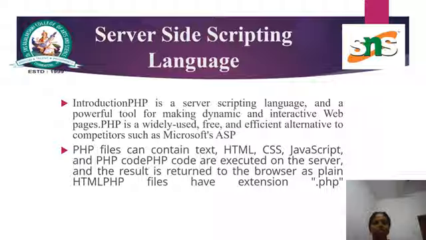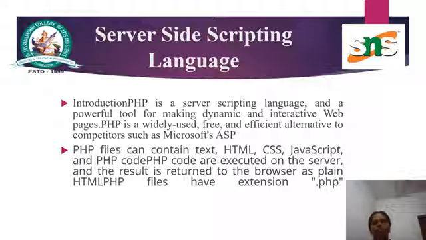So here, a PHP code we can run on the server side and the client side also. For example, PHP files can contain text, HTML, CSS, JavaScript and PHP code. PHP code is executed on the server and the result is returned to the browser as plain HTML. PHP files have an extension .php. We use the extension so that we can identify the files.